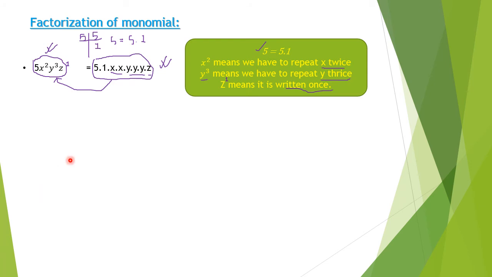Now let's move to another example. Now there is 12p square q3. First let's factorize 12 by the prime factorization process. Now 12 goes by 2, 6 times. Now again 6 goes by 2, 3 times. And 3 is a prime number, so it only goes by itself, that is 3, 1 is 3. Now 12 can be written as 2.2.3.1.